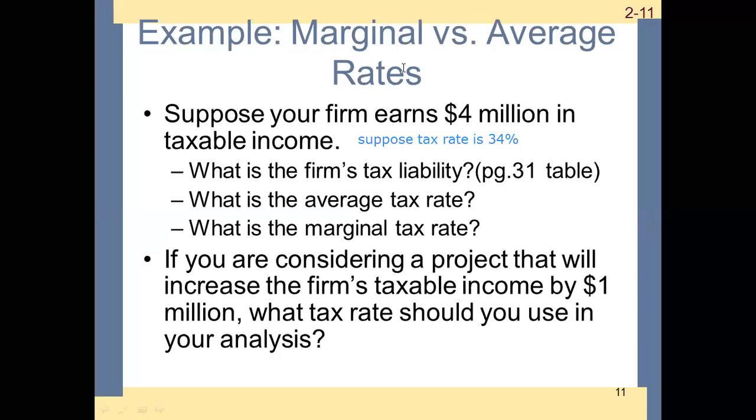Now we will try to understand with an example of marginal and average tax rates. Suppose your firm earns $4 million in taxable income, and suppose tax rate is 34%. Number one question: what is the firm's tax liability? So if you look at the page 31 table in the book of Ross, Westerfield and Jordan, Corporate Finance, then you will look that on the $4 million slab, you will find a rate of 34%. So for example, if the tax rate is 34%, what will be the tax liability? So if you multiply 4 million with 34%, you will find 1.36 million. So $1.36 million will be your tax liability.